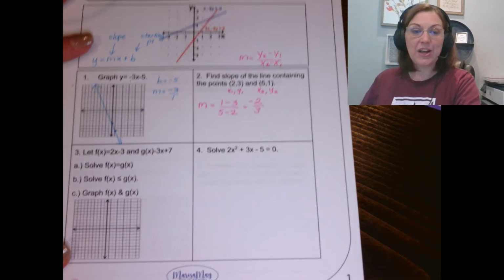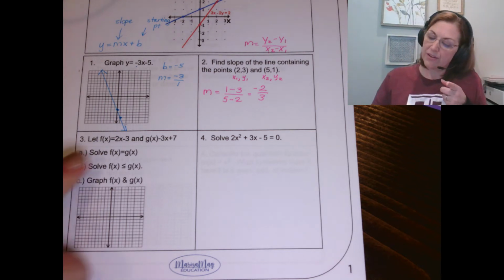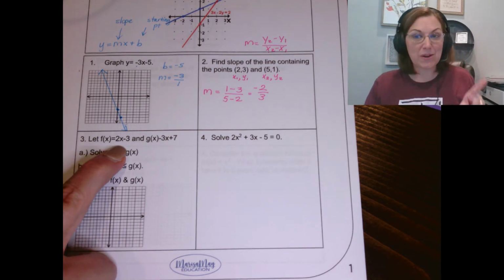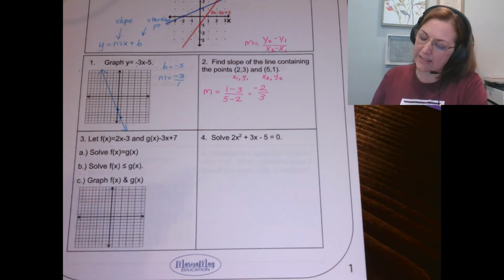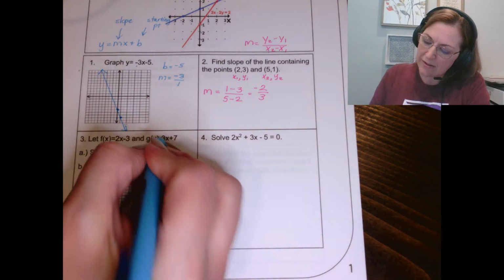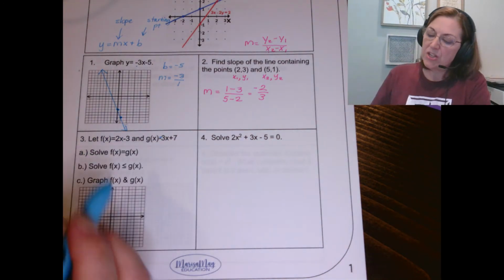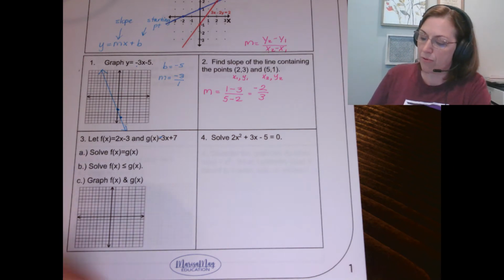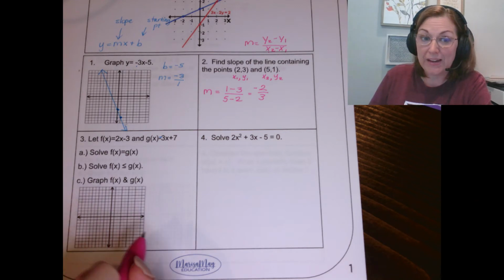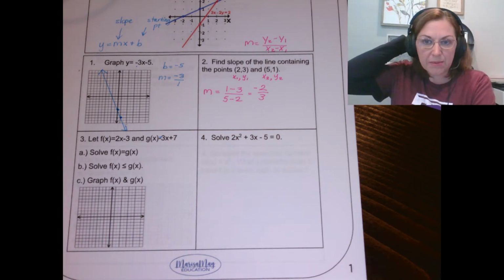Moving along here on number 3, we're told two functions. f of x is 2x minus 3, and g of x looks like 3x plus 7. So I'm going to begin by graphing these two because I want us to see it from a graph approach. Actually, part C asks us to graph anyways, so I'm going to graph them first.